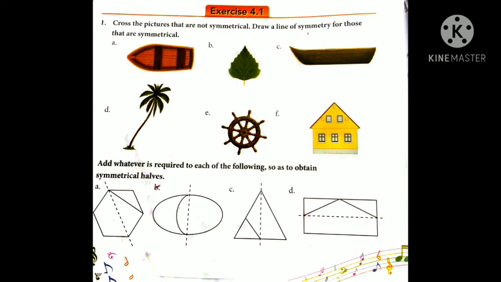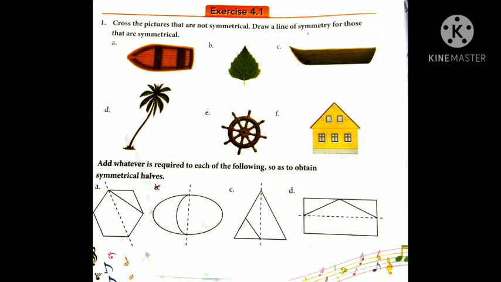Second section, add whatever is required to each of the following so as to obtain symmetrical halves. Then the line of symmetry is drawn there, but something is needed to change it into a symmetrical shape. On the right side of A, one line is there, on the left side there is no line. Therefore what to do? Using a scale and pencil you can draw one more line on the left side. Then both should be symmetrical.